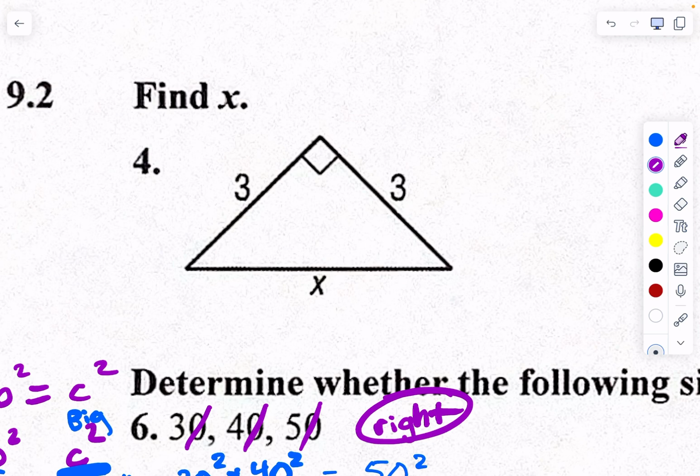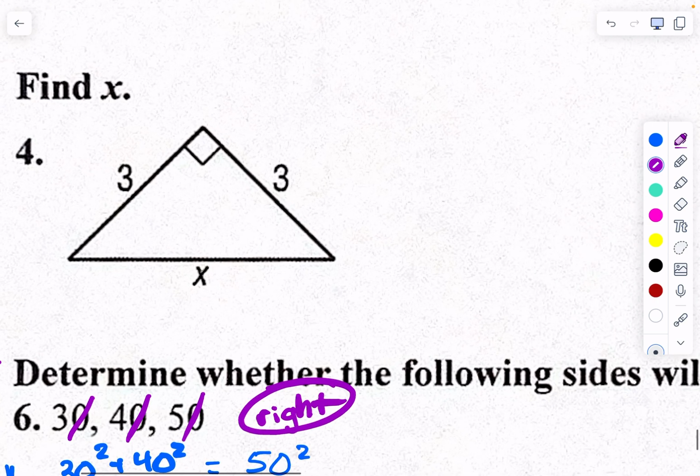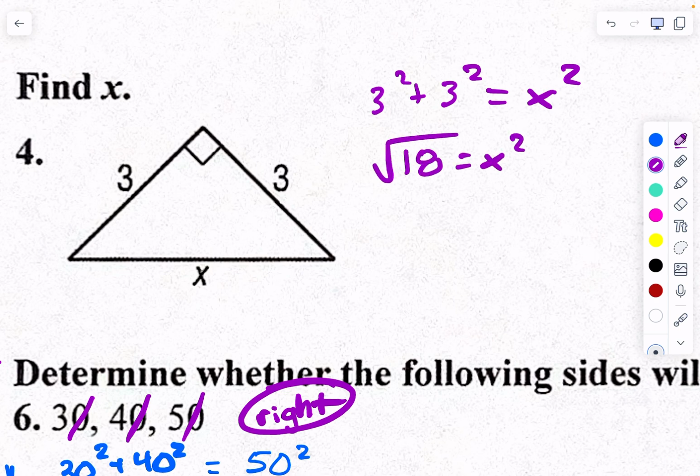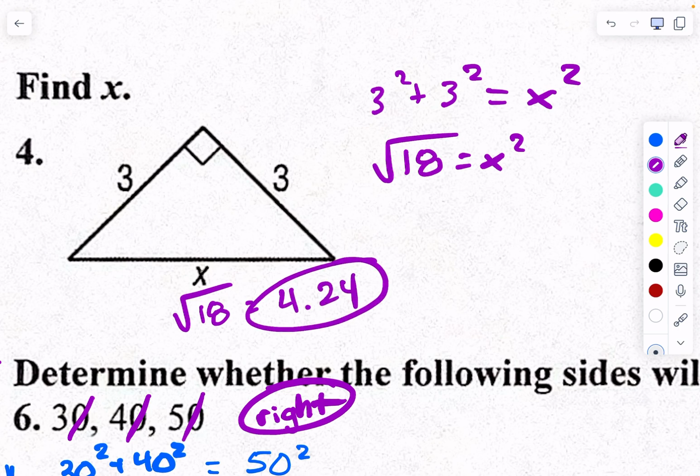What are they wanting you to do on number 4? Find x, right? How do we do that? They do the Pythagorean theorem, right? Okay, so let's do the Pythagorean theorem. 3 squared plus 3 squared equals x squared. 3 squared is 9. 9 plus 9 is 18. So this is the square root of 18, or whatever that is. 4.24. What kind of triangle is this, by the way? A right triangle? It's a 45-45-90 triangle.